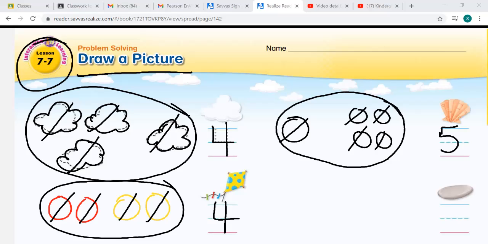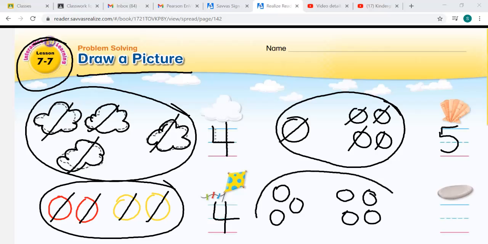Now there are 3 rocks on the beach. And then there are 4 more rocks in the water. So I'm drawing these circles to represent my rocks. How many rocks are there all together? Let's join our 2 groups and count them. 1, 2, 3, 4, 5, 6, 7. 7 rocks all together. All right, let's turn our paper over.